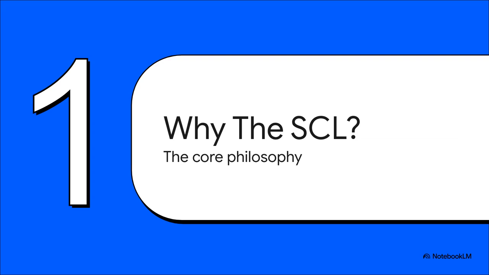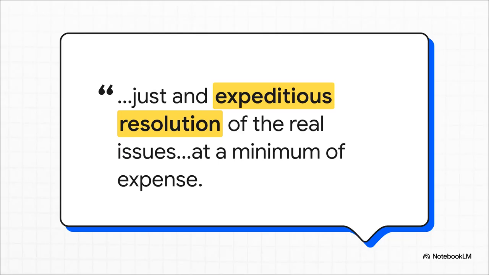First up, why does the Supervised Case List even exist? If you don't get the philosophy behind it, the rules will never quite click. Everything, and I mean everything, about the SCL flows from this one principle. It's the overriding purpose from Rule 5 of the Uniform Civil Procedure Rules. Every direction a judge gives, every rule in the practice direction, it's all aimed at one thing: finding a just, quick, and cheap way to solve the real disagreement. This isn't just a nice idea, it's the DNA of the whole system.